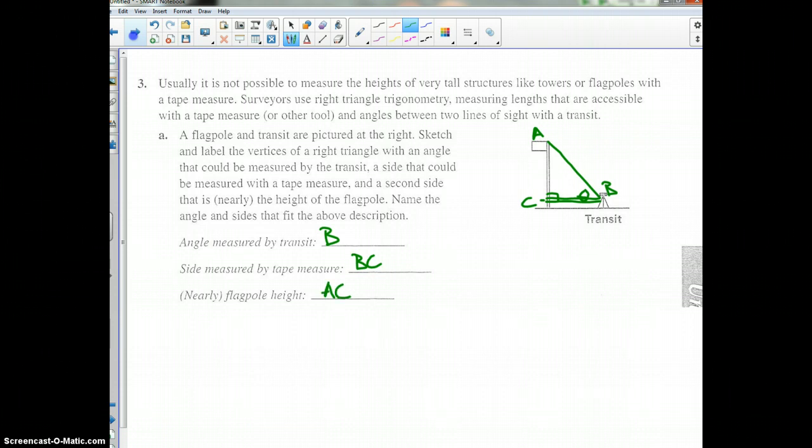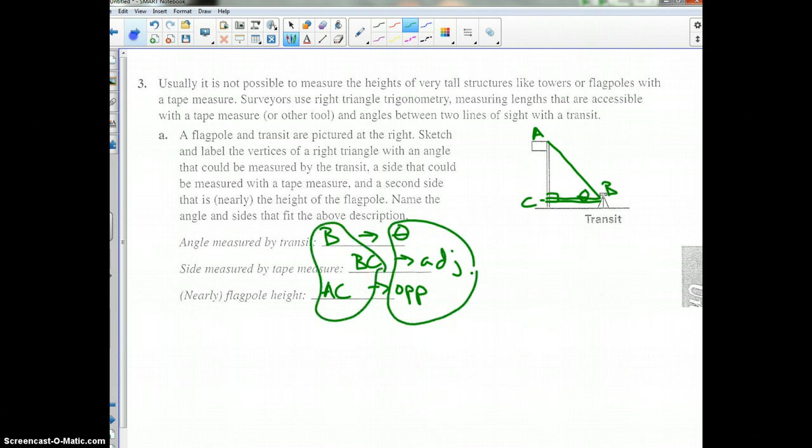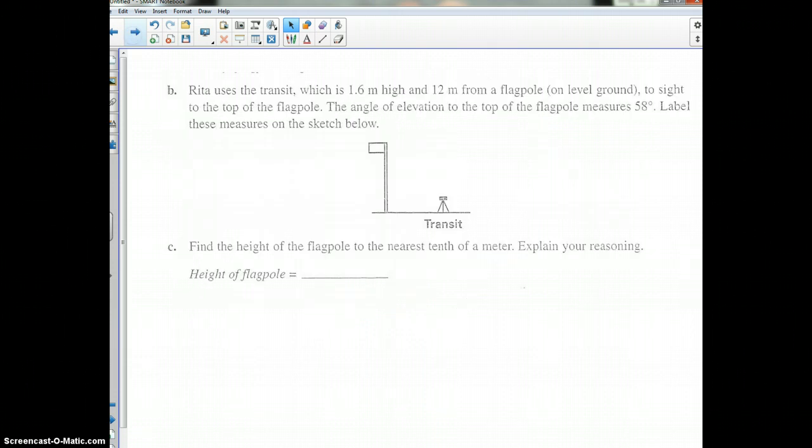Now, you could also write this as, hey, that's the theta if you labeled it with theta. BC you could call the adjacent side. And then you could call AC the opposite as well. So you could pick either one of these two groups really as a labeling for it. It's completely up to you. But what they're trying to get you to do is to set up for the next problem, really, so that you understand the triangle that's involved. So we'll move on to that problem now.